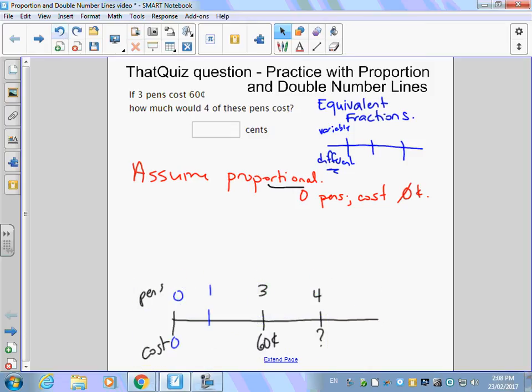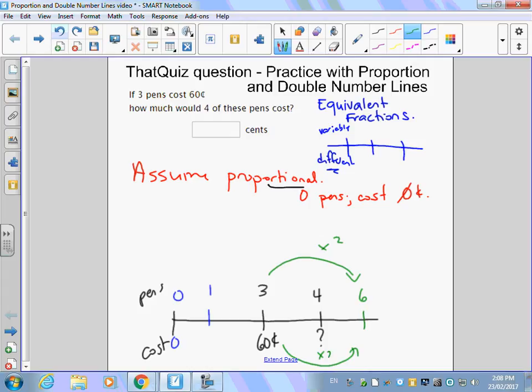Okay. So let me see. I know that I could scale up by, say, multiplying by 2. And that would give me 6 pens. And then if I multiply the bottom by 2, because with the double number line, whatever you do to one, you're going to do the other, that's going to give me 120 cents or $1.20. So I may be able to figure out the cost by scaling upwards, so scaling to 12 or something, but I'm going to work with the other option.